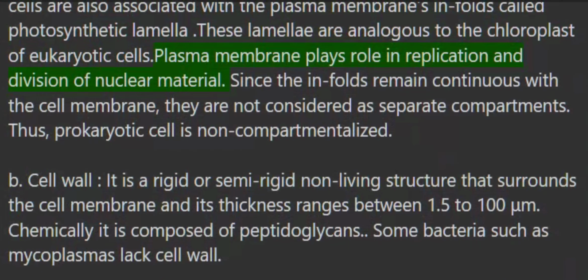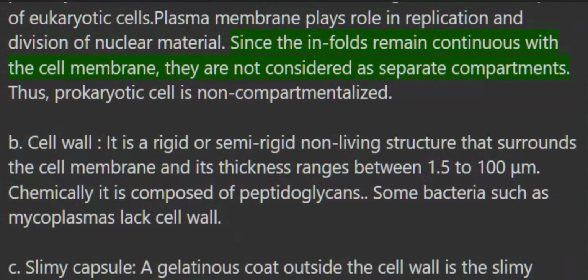Plasma membrane plays a role in replication and division of nuclear material. Since the infolds remain continuous with the cell membrane, they are not considered as separate compartments. Thus, prokaryotic cell is non-compartmentalized.